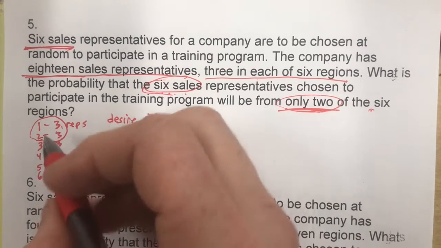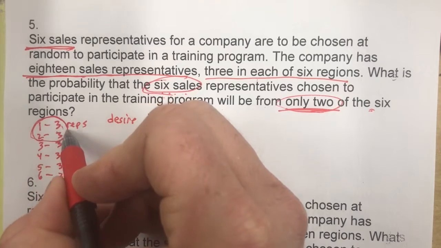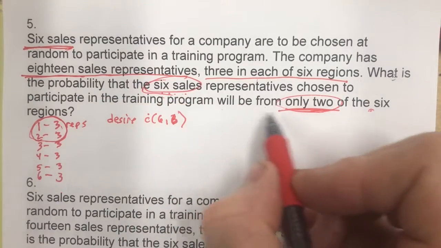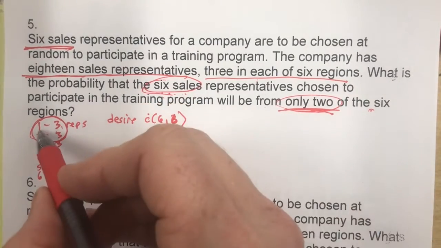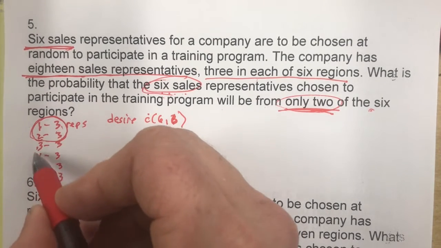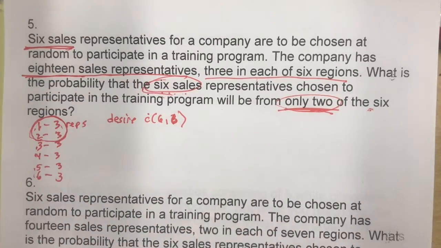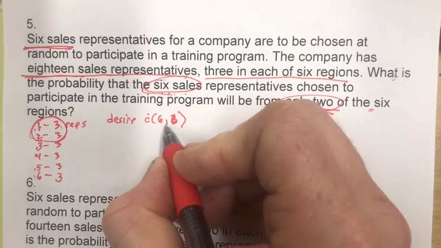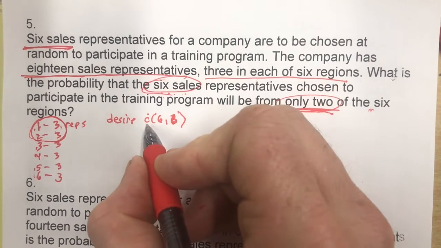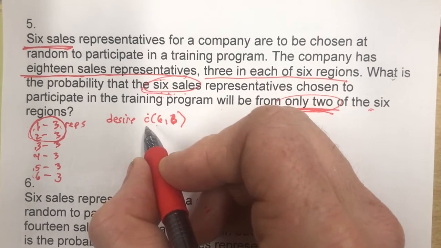Now, here's the thing we got to do too. If I desire to be from only 2 of the 6 regions, well, it could be these 2, it could be these 2, and it could be these 2, or it could be 6 and 1, there's different ways you could do that. So of those 6, we're choosing 6. And when you have 6 choosing 6 on a combination, that's automatically 1. See here?